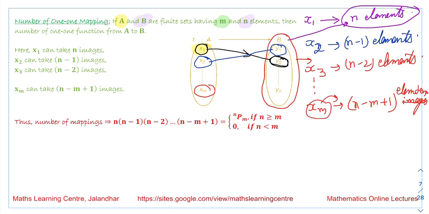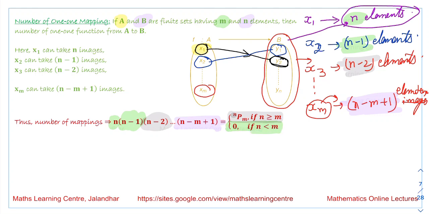So the total number of mappings will be n into n minus 1 into n minus 2, and so on up to n minus m plus 1, and this value is equal to nPm if n is greater than or equal to m, and this value is 0 if n is less than m.